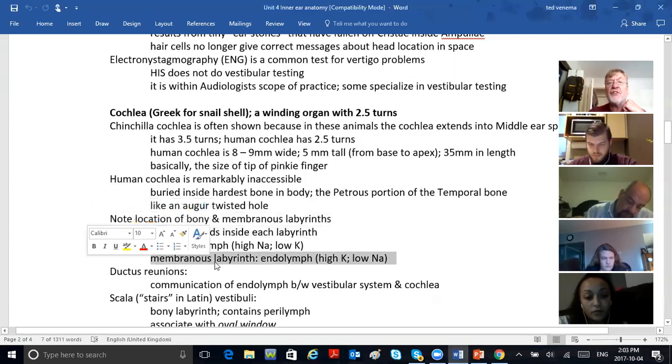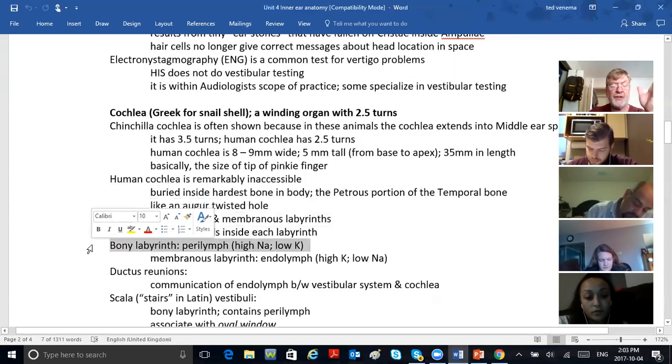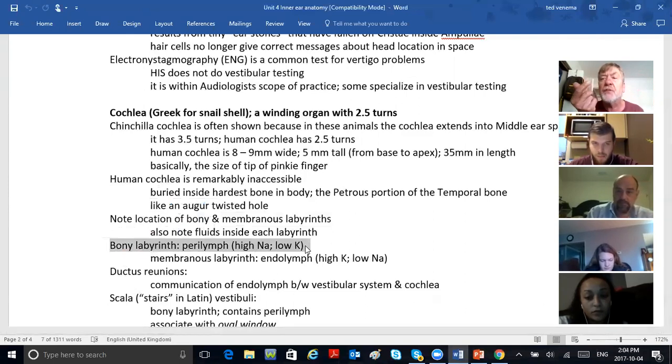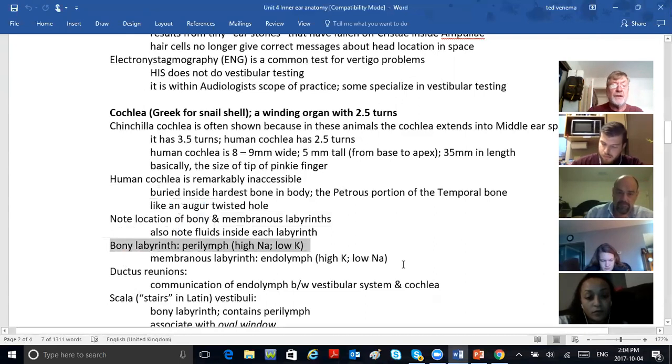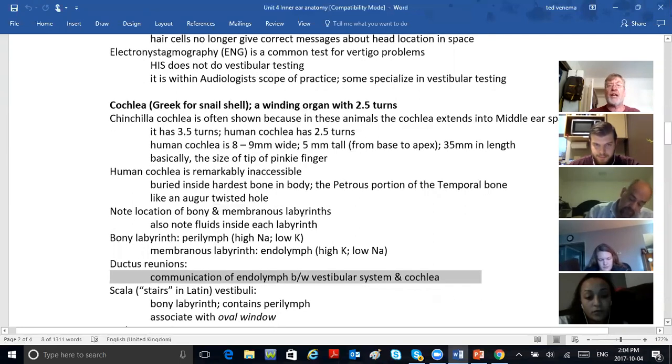Membranous labyrinth contains endolymph. You don't need to know that it's high in potassium and low in sodium. I really don't care. It doesn't matter to me. Perilymph is in the bony labyrinth. You don't need to know that it's high in sodium and low in potassium. I don't care. Okay? Just know that they are opposite in chemical composition. Ductus reuniens, that's communication of endolymph between the vestibular system and cochlea. We said they share the same fluids.